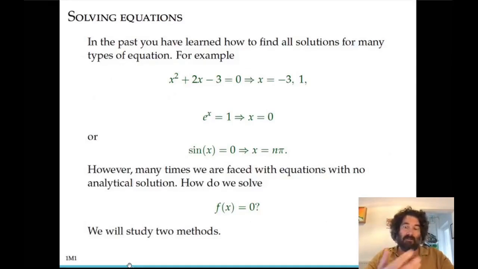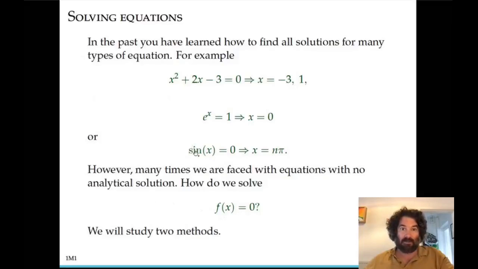But in general, when we're dealing with real-world problems, oftentimes we're faced with an equation where we have no way of finding the exact solution, or no way of finding an analytical formula for the exact solution. And so what we want to talk about is how can we estimate the solutions of such equations. And we consider very general cases here. So consider the case, a general function of x equals 0.